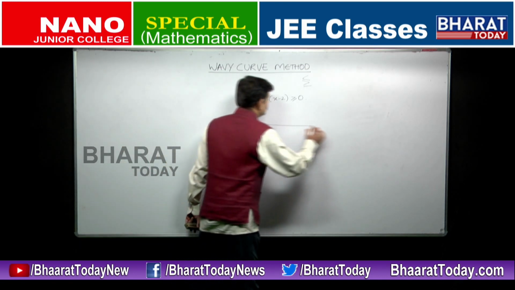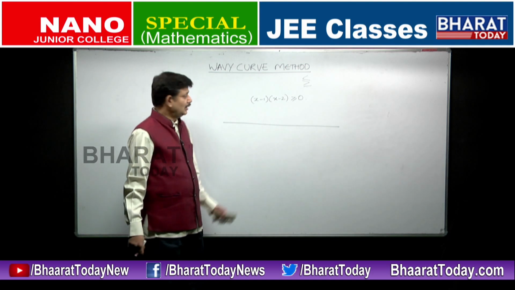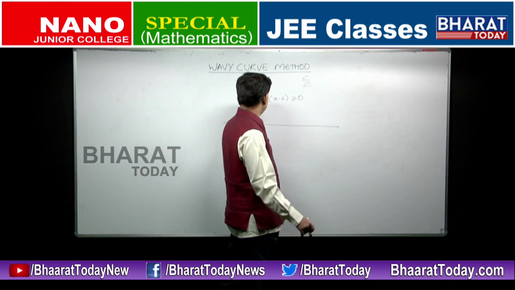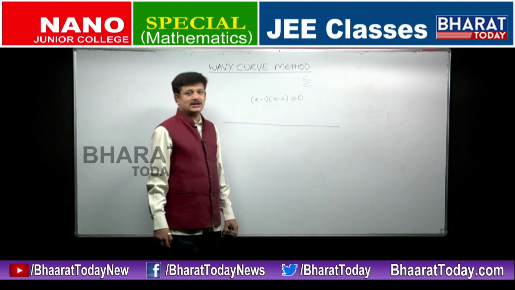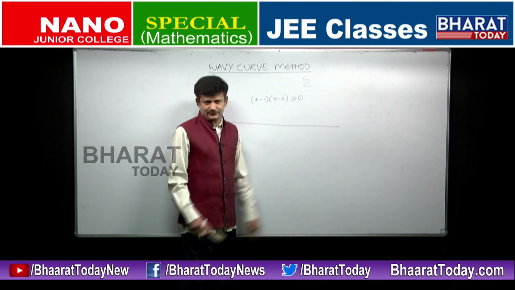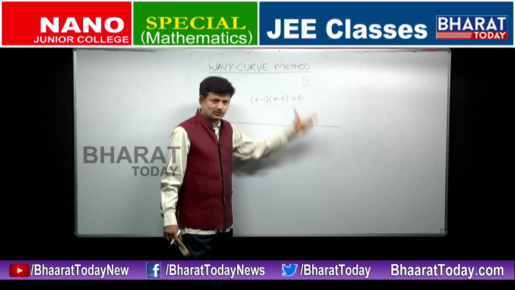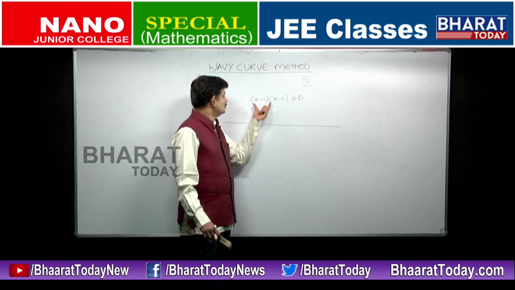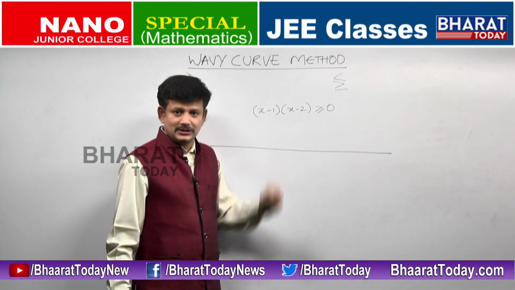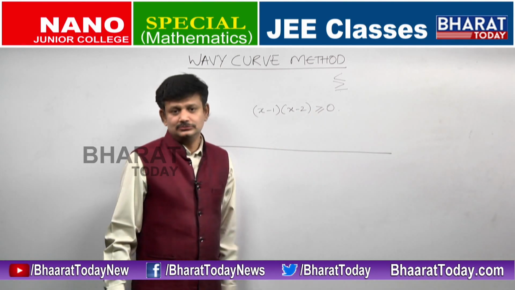So in order to observe when is (x minus 1) into (x minus 2) greater than or equal to 0, first what I need to understand is when is this expression positive, when is it 0. So when will this expression be 0? It will be 0 when x is equal to 1 and x is equal to 2.